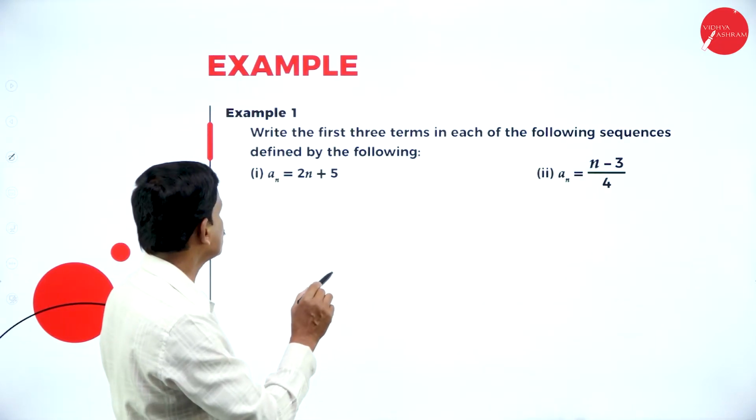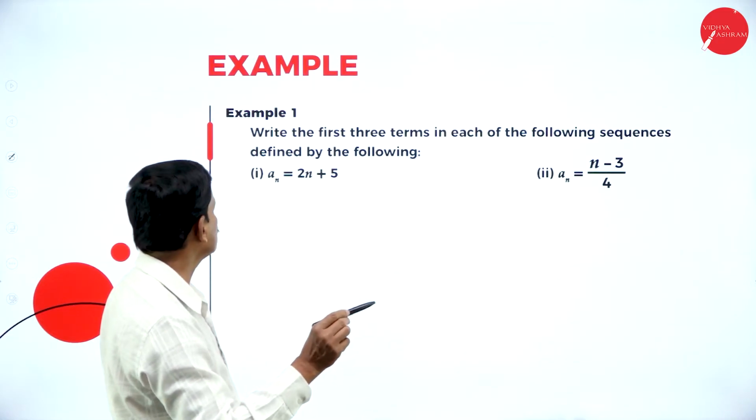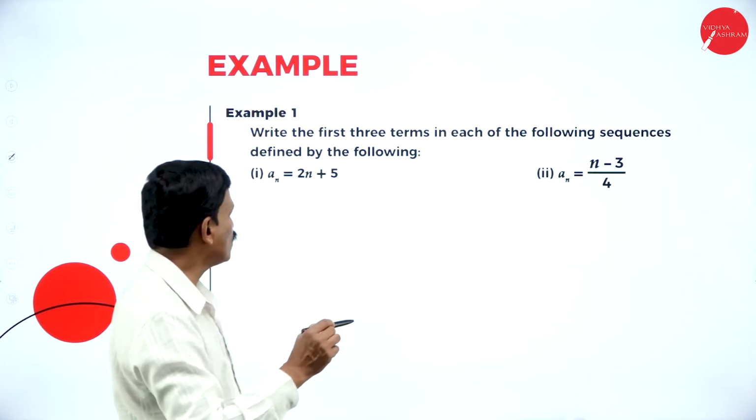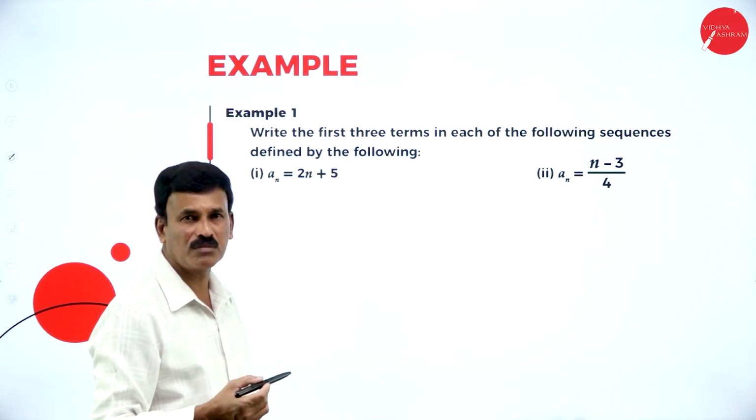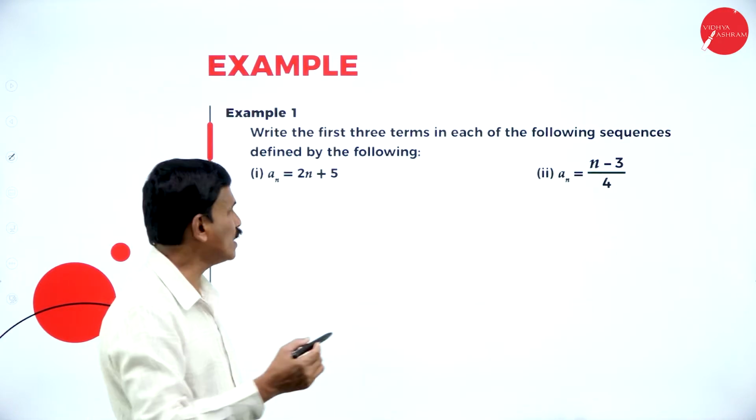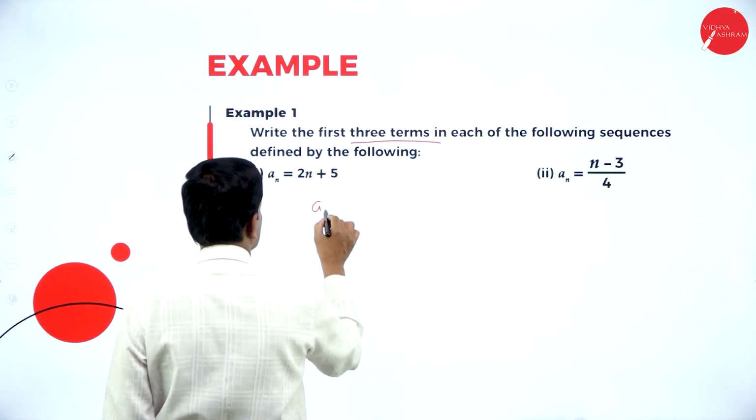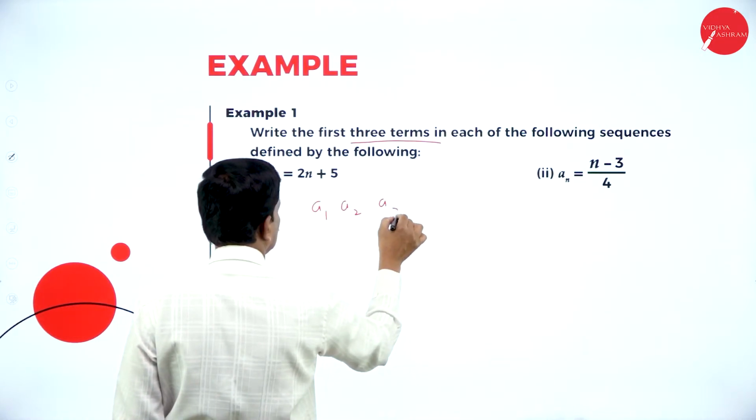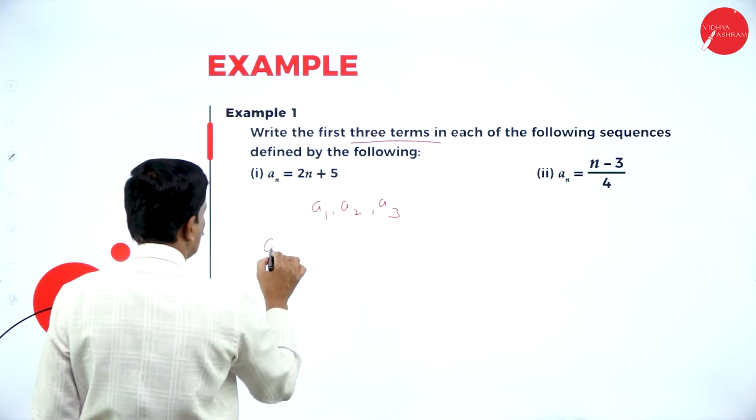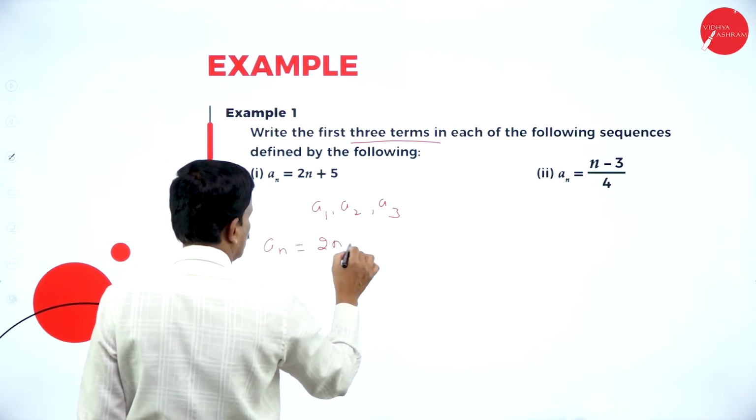Write the first three terms in each of the following sequences defined by the following nth term. Here the nth term of the sequences are given. We have to write how many terms? So first three terms means A1, A2 and A3 we have to write. Now what is given? An is equal to 2n plus 5.